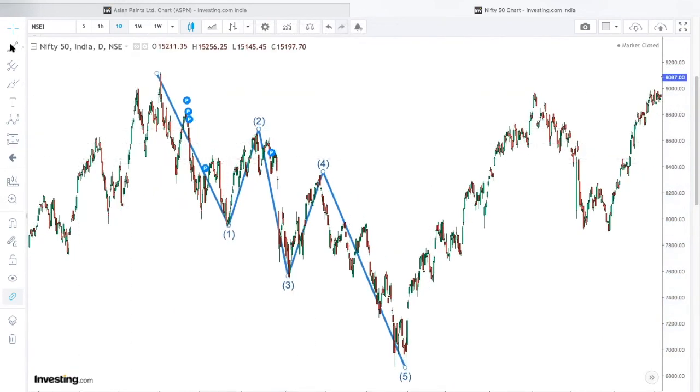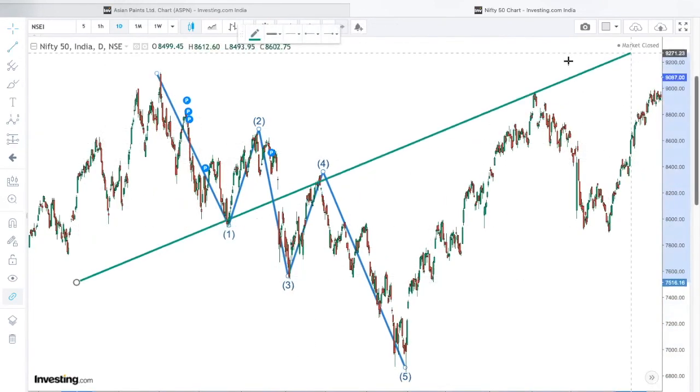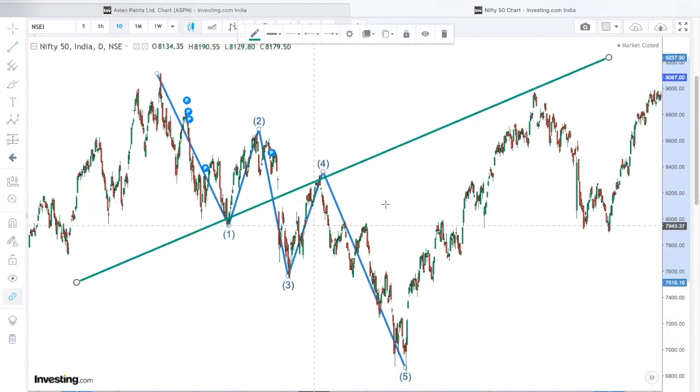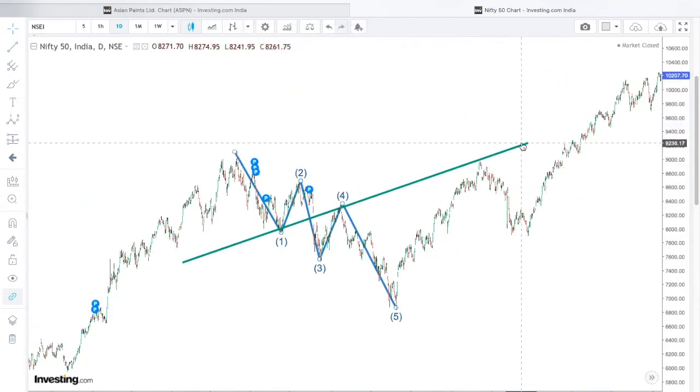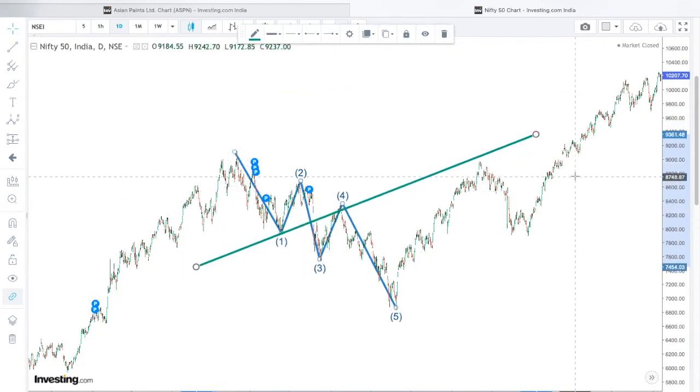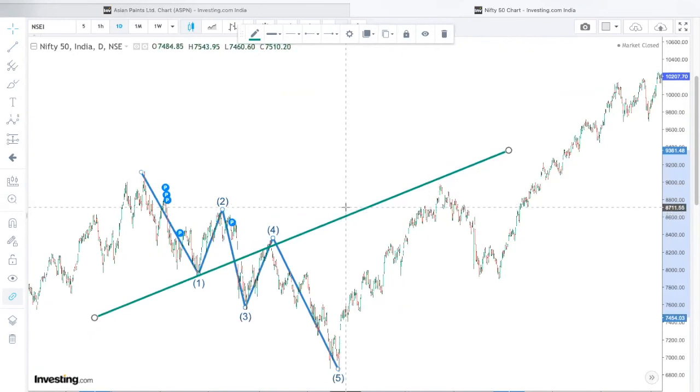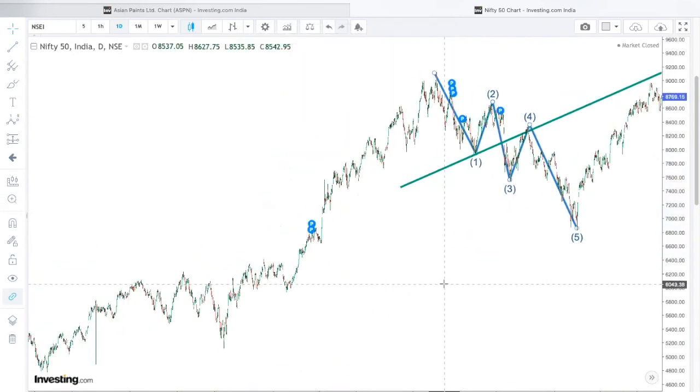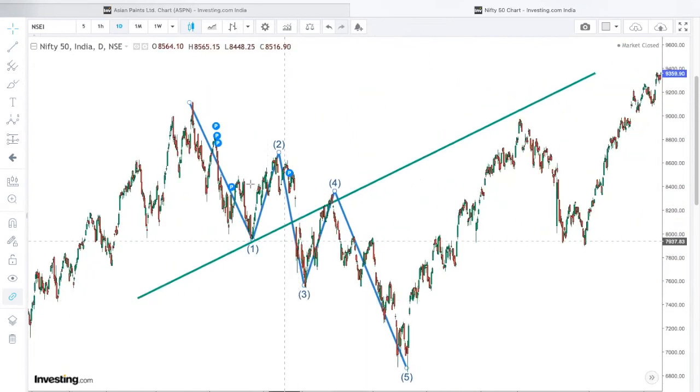Let me finish this one. Target, which is the target? 1 to 4. Yes, the target is it. How nicely it has hit. Almost, it has hit the target perfectly. That's the power of Elliott waves. After 5 waves, the market will reverse.